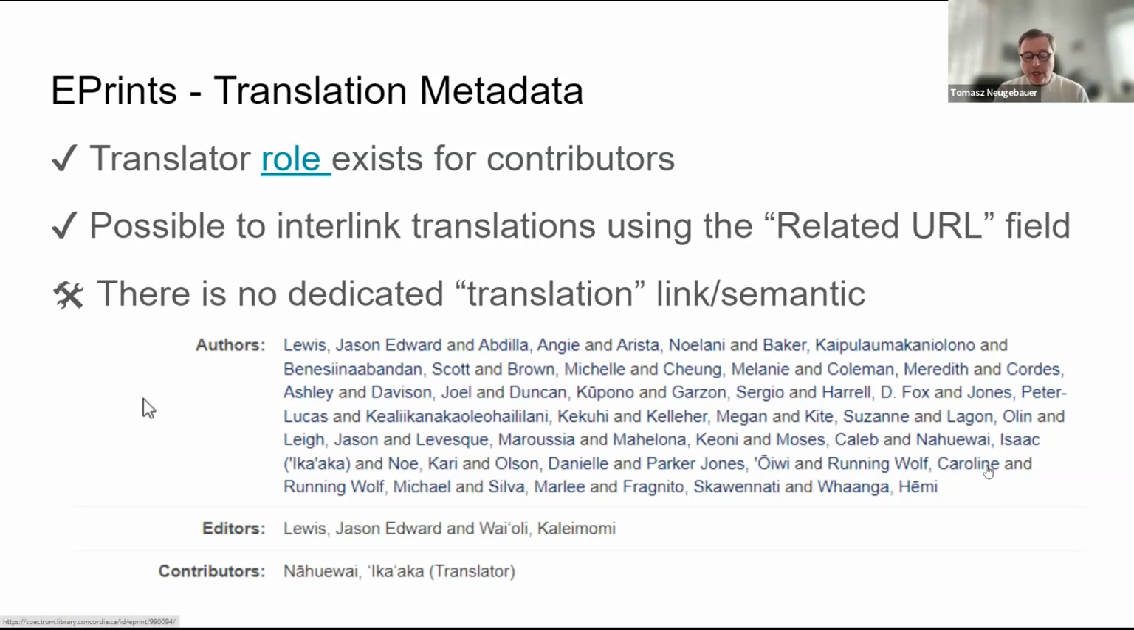But even though it's possible to link translations together through a generic related URL field, so when you have two items, one a translation of the other, you can link them with this related URL, there is no dedicated semantic link for translation. Just having a related URL is not specific enough. So we usually end up using a custom note on a record explaining that this item is a translation of another, and listing the citation of the translation there. And that's all I have to say about ePrints.